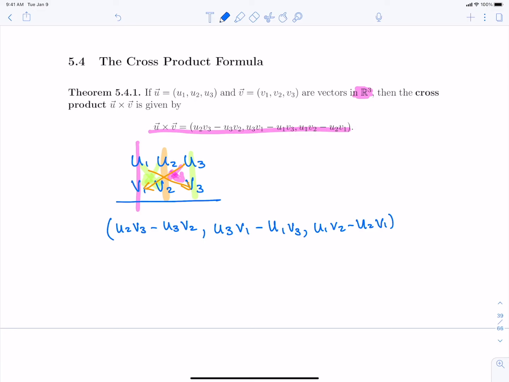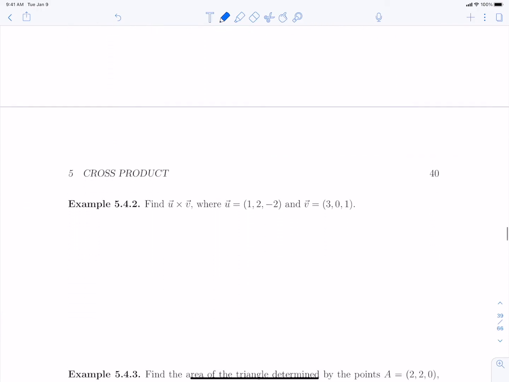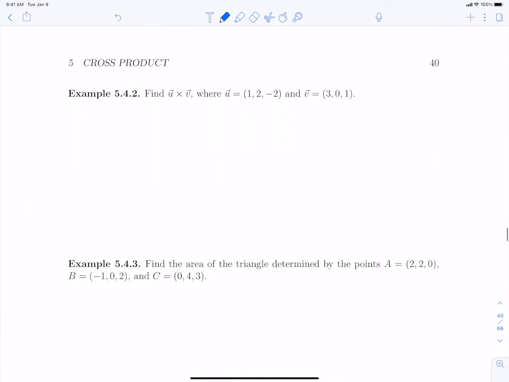Now that might have been a little hard to watch. Watch me do it with the next example. Okay? So I want u cross v, so I'm going to go 1, 2, negative 2, 3, 0, 1. Line them up on each other. So using the highlighter just to help see it, I'm crossing out the first column because I'm looking for the first component, and then I'm going to go right to left in a diagonal. So that'll give me 2 times 1 minus negative 2 times 0. And that's going to be my first component.